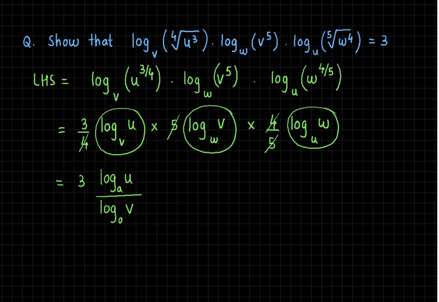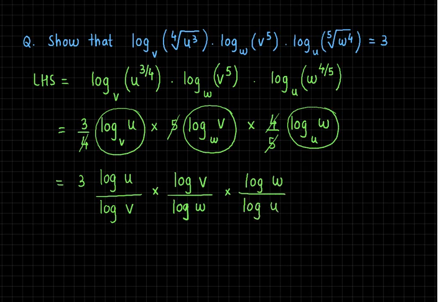We may call it a, but it's really not required because we are going to use it for all the log terms. The second term is log v to the base w, so that is log v upon log w, again by changing the base to the same new base. And the last term can be written as log w upon log u. So we see that here all the terms get cancelled, thus leaving 3 as it is. Right. So that is the RHS.